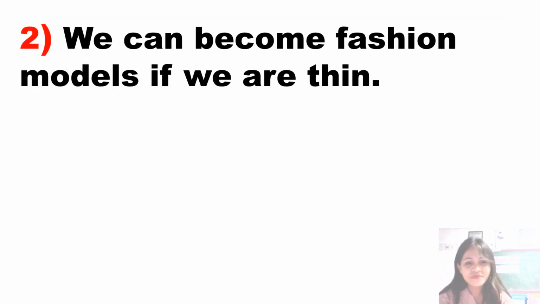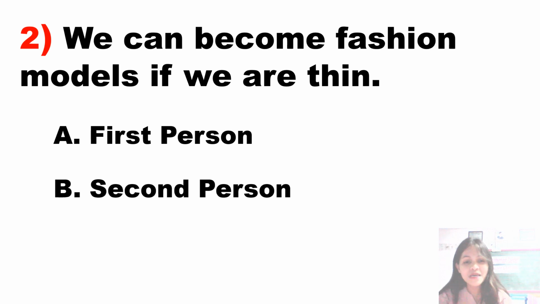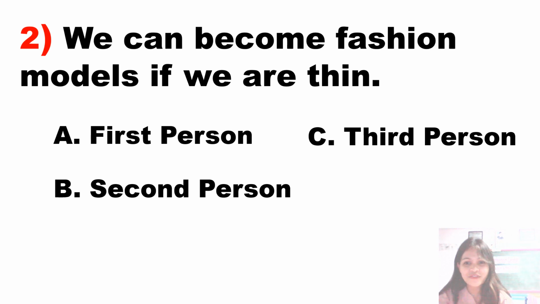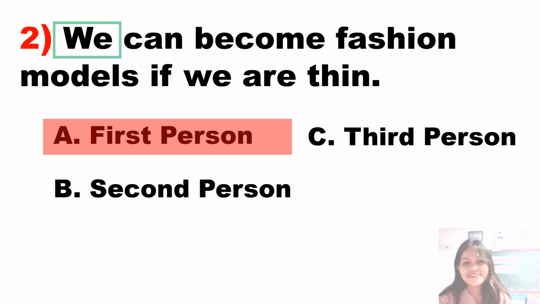Number 2. We can become fashion models if we are thin. A. First person point of view. B. Second person point of view. Letter C. Third person point of view. What do you think is the answer? And the correct answer is letter A. You're correct. First person point of view. It's because the narrator uses the pronoun we. The narrator is one of the characters in the story because he or she uses the pronoun we.